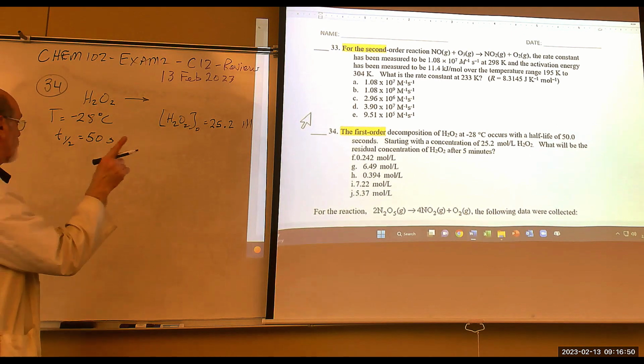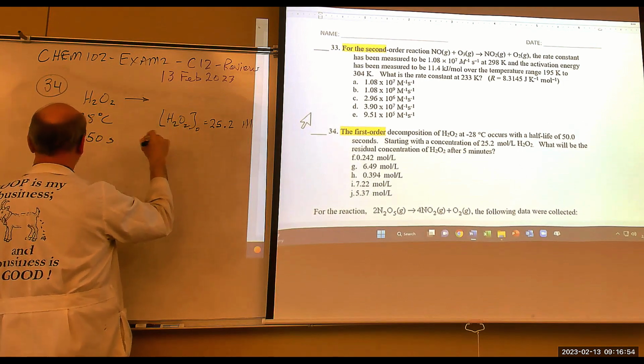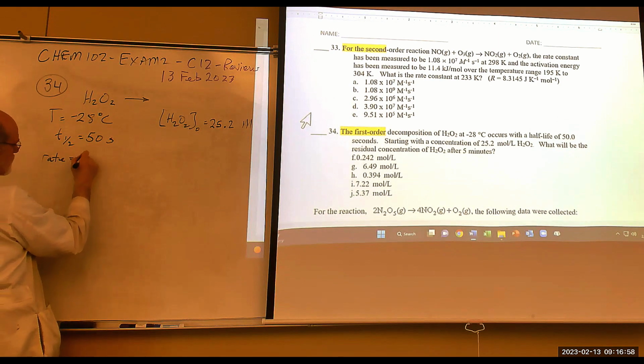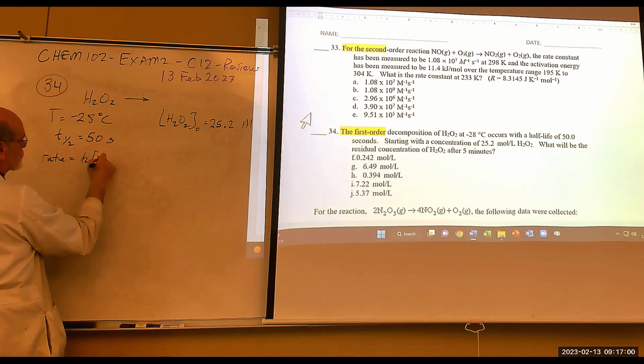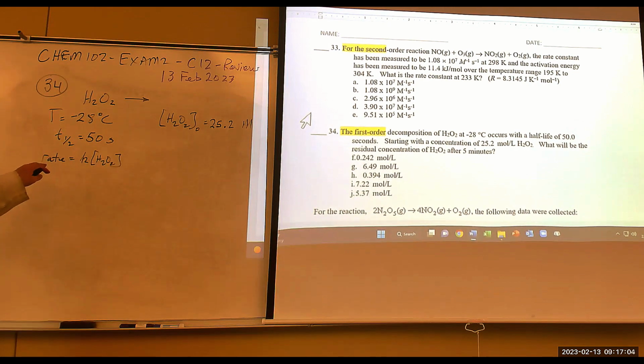Okay, this is important, first order. So we write the rate: it would be k times [H2O2], like that. But that doesn't help us any because it doesn't have a time variable in there. We have to use the integrated rate law for this one.